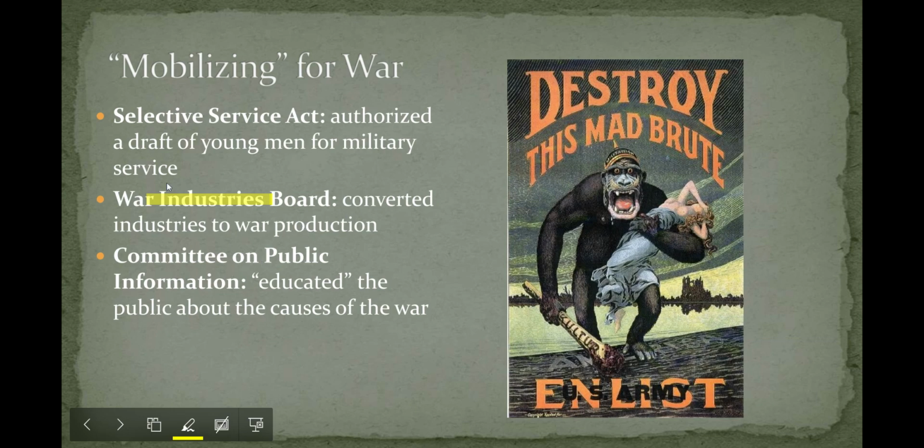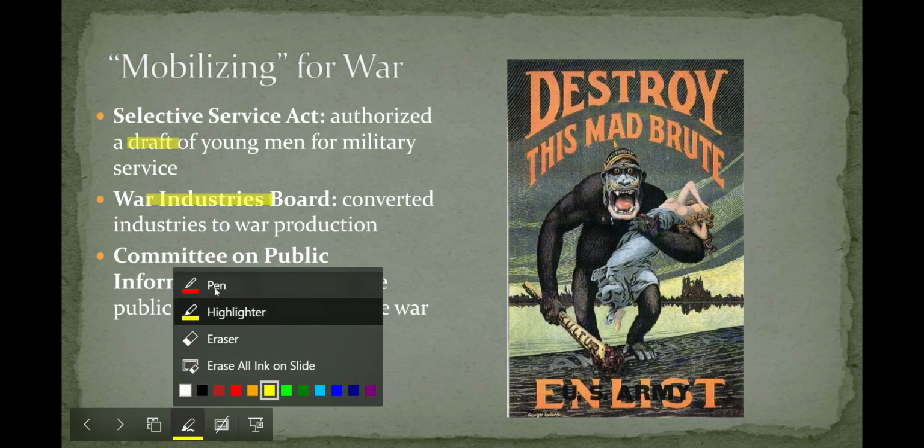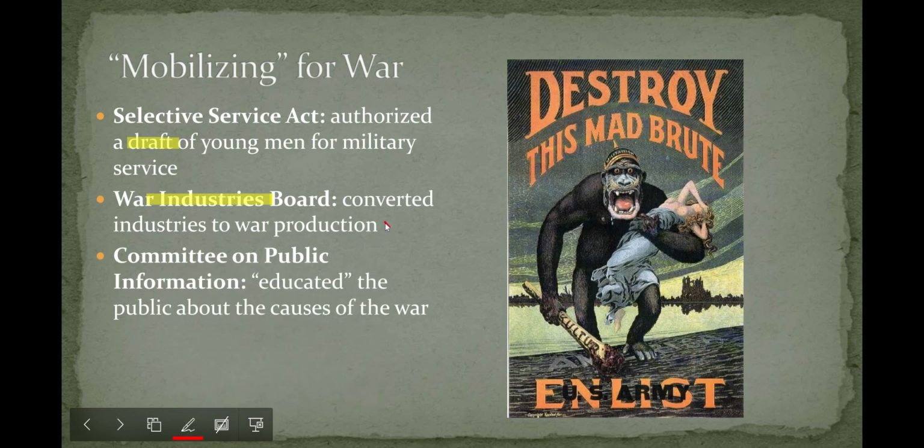Yes. Okay. So here we've got mobilizing the military, so authorizing the draft of young men for the military. The War Industries Board was converting industries to war production, so we're talking about mobilizing the economy. And then the Committee on Public Information is more like mobilizing society, more of a social thing, getting people on board with the war because there was a lot of opposition. So we've got military, economics, and society.